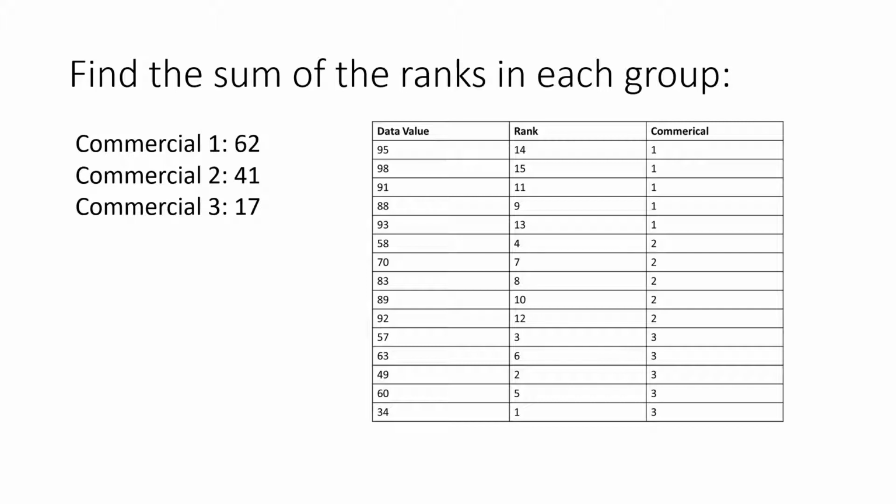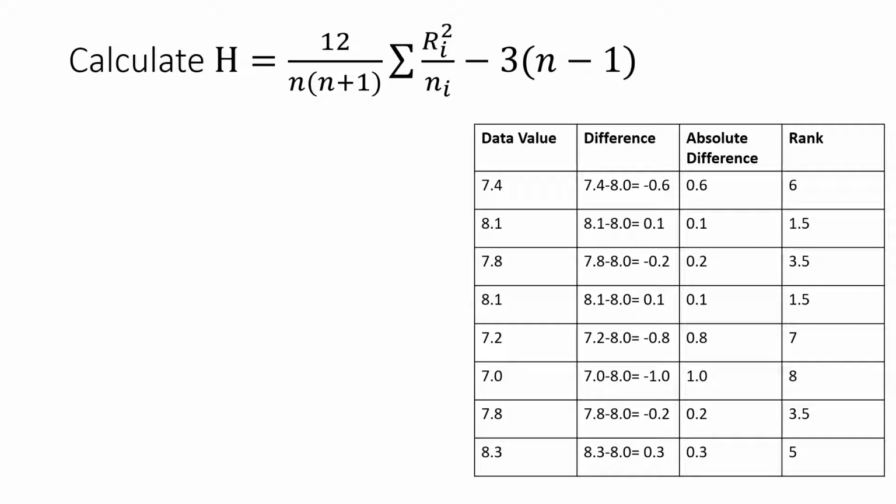With the data ranked, we find the sum of the ranks for each of the commercials. Commercial 1, the sum of the ranks is 62. For commercial 2, the sum of the ranks is 41. And for commercial 3, the sum of the ranks is 17. Now we're going to need to calculate this H test statistic. First of all, note that the sample size was 5 in each group, so N1, N2, and N3 are all equal to 5. The total sample size of the groups combined is 15, so that's our N.